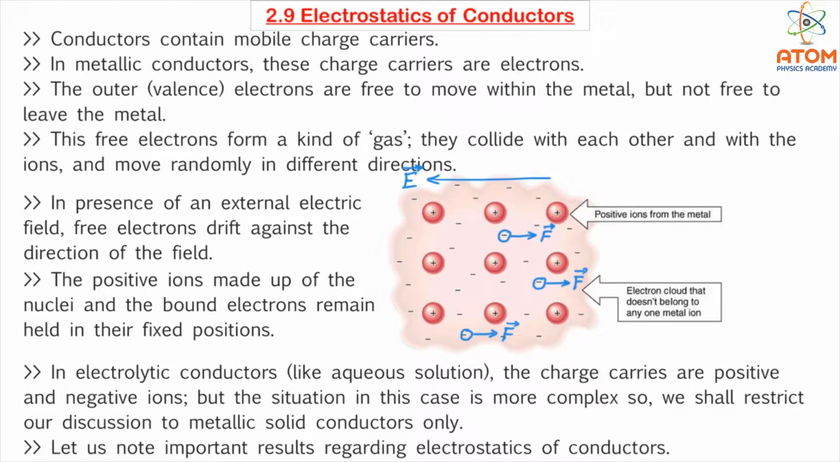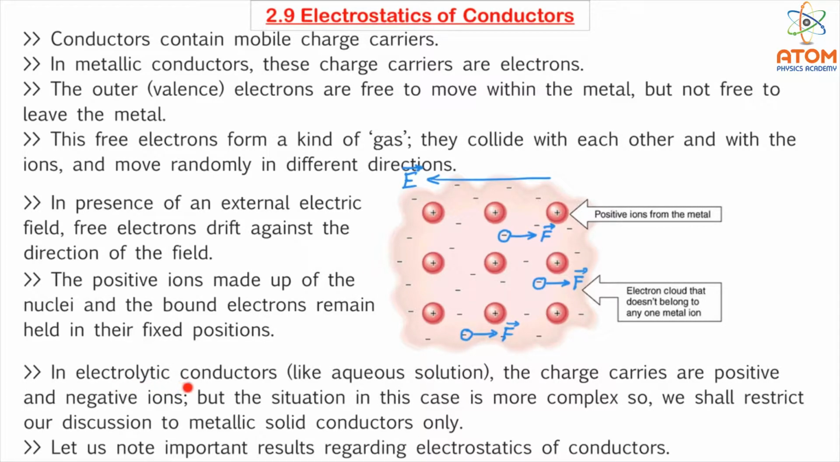But at the same time, these positive ions, which are made out of nucleus and bound electrons, will not move at all. Though they will be feeling a force, they cannot move because they are bound with each other with some sort of bond, and that's why they cannot move. So this was about metallic conductors.